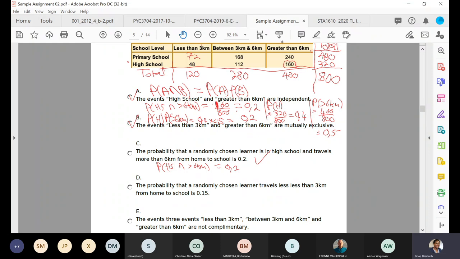The probability that a randomly chosen learner travels less than 3 kilometers from school. So regardless of whether they are from high school or primary, we just need to calculate the simple probability of less than 3 kilometers. So less than 3 kilometers, there are 120 learners out of 800. What is the probability? That's 0,15.